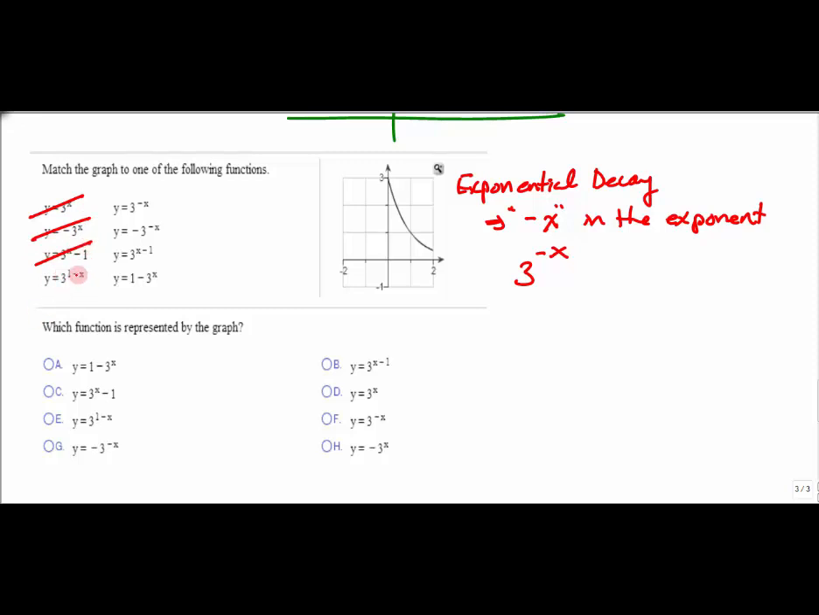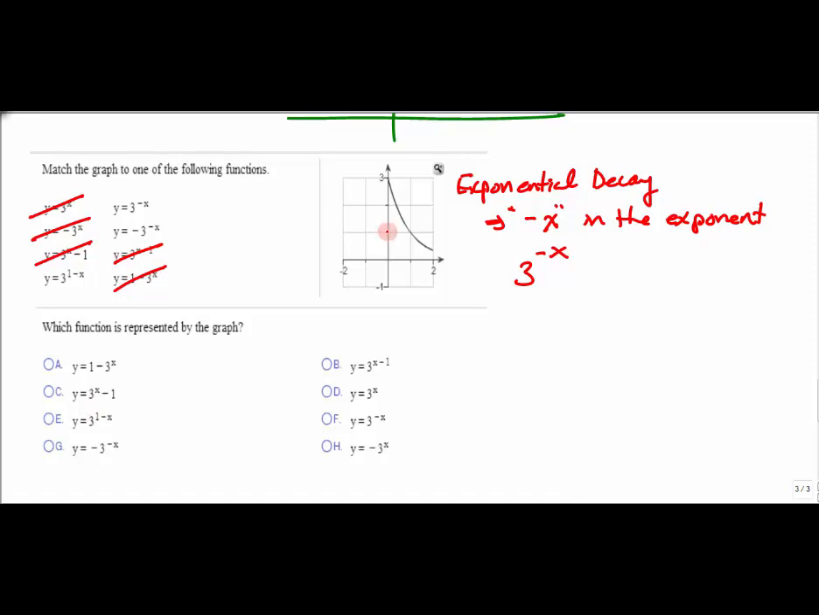Now it could be this one because of the minus x. It could be this one because of the minus x. It could be this one because of the minus x, not this one because of the positive x, and not this one because of the positive x. So let's go ahead and try and use one other strategy to try and figure out what's going on here.